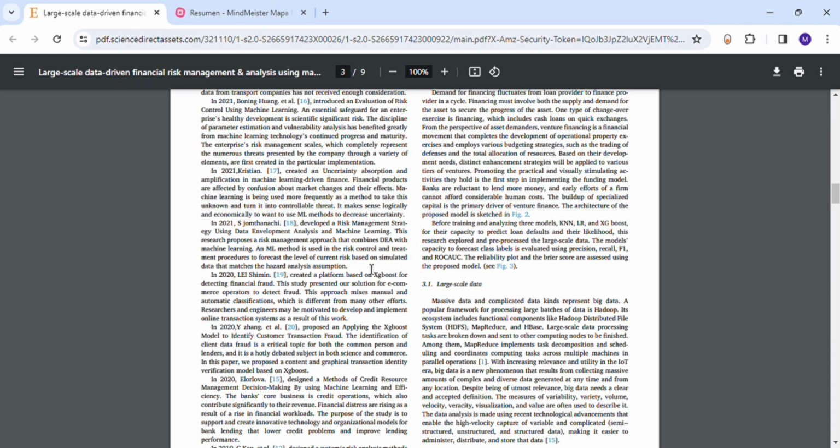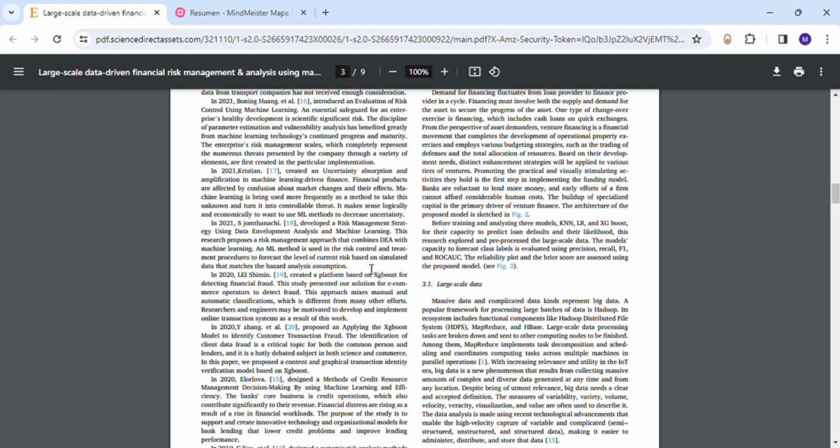In 2021, John Tanichi developed a risk management strategy using data envelopment analysis and machine learning. The research proposes a risk management approach that combines data with machine learning. An ML method is used in the risk control and treatment procedure to forecast the level of current risk based on simulated data that matches the hazard analysis assumption.